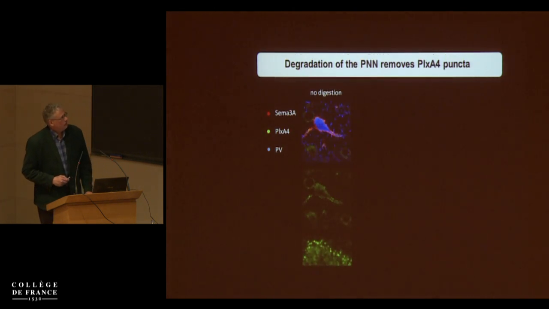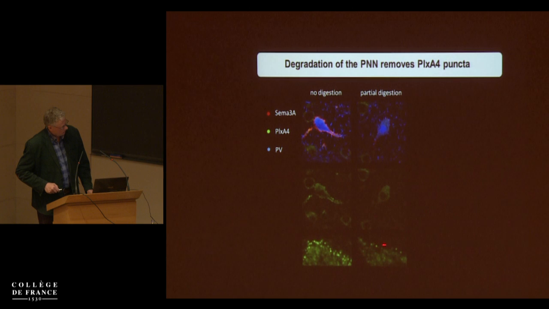When we treat the cortex with chondroitinase ABC and degrade the PNN, the receptor localization is also clearly changing. So this is a non-digested example. Here you see the net in red, plexin puncta on the cell surface. This is following mild digestion. There's still a little bit of a net, SEMA3 positive net present, and the puncta here are nearly gone.